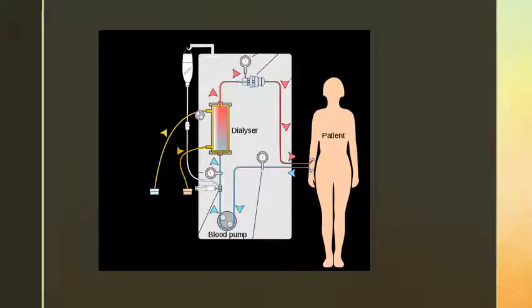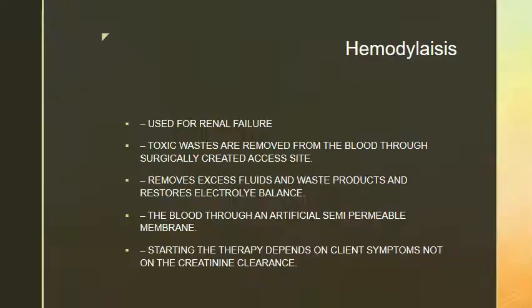Hemodialysis is, of course, the blood, so we remove the blood from the body. It goes out into a machine where it is dialyzed by the dialyzer, basically cleaned, the waste products are removed, and then that blood is put back into the patient. This is done via fistula. Hemodialysis used for renal failure removes toxic waste products.